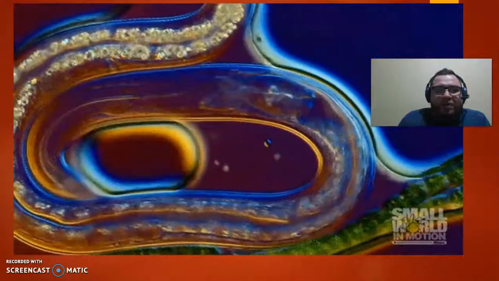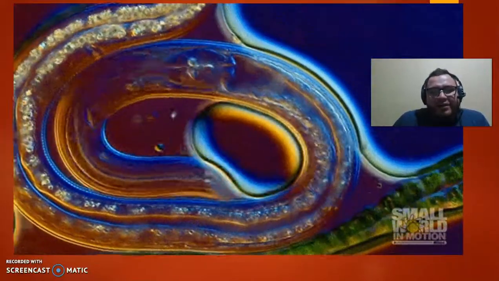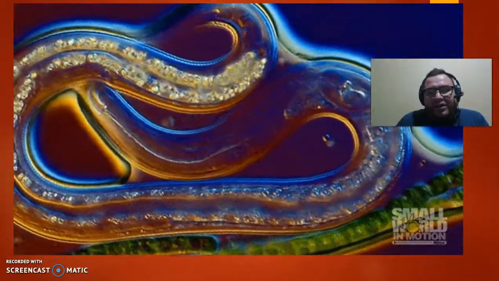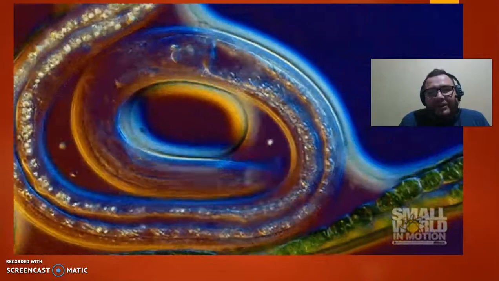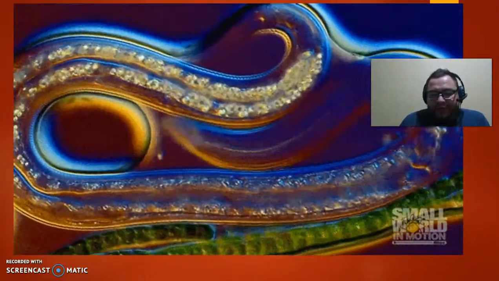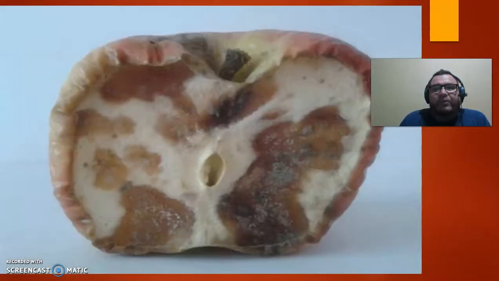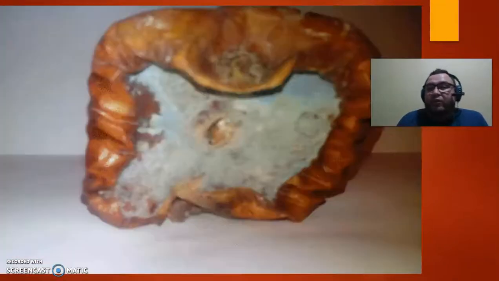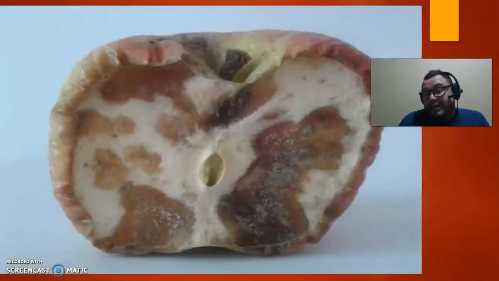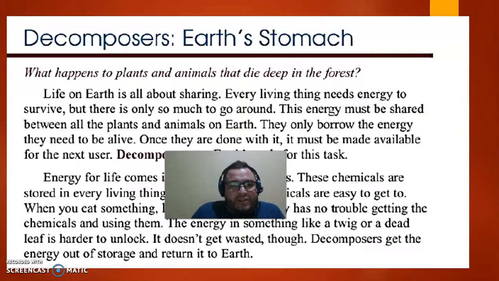Look. So, bacteria are working inside. When something is not alive, when something is not with life, the bacteria start working the process and decompose it, right? Look at this, for example. This is an apple, right? The fruits and the food pass the same process and decompose, right? So decomposers are, in the title, Earth's stomach, right?